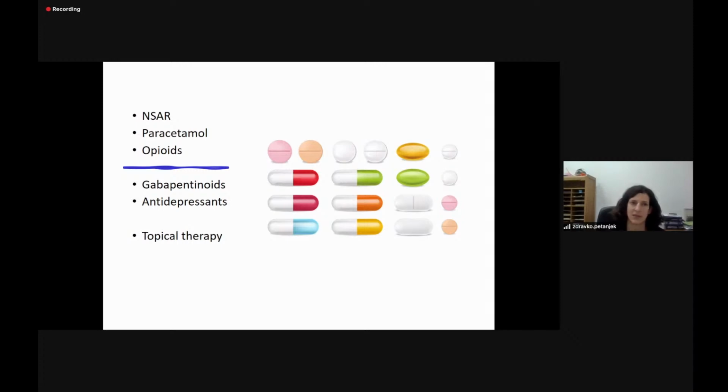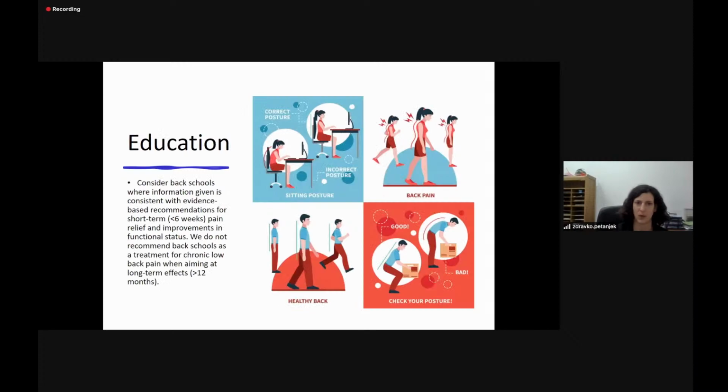If you can't use non-steroidal anti-rheumatics, you can use paracetamol, and you can use weak opioids, but they are not first-line drugs for lower back pain. We sometimes use anti-epileptic drugs, because we think there is a neuropathic component to the pain the patient is feeling, and also antidepressants, but we try not to include them as long as we can cope with the pain using the other ones.